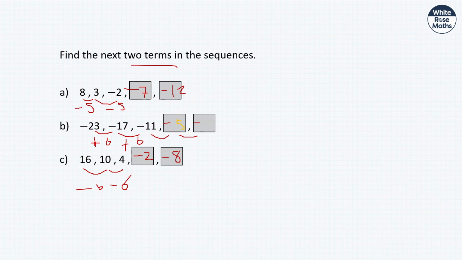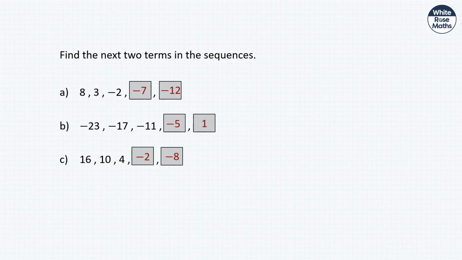So minus 5, and then that'll be equal to positive 1. So minus 5 and 1 there. Sorry if you can't actually see that very well. So minus 5 and then positive 1. Okay, we're adding 6 each time for the second one. Okay, there we go.